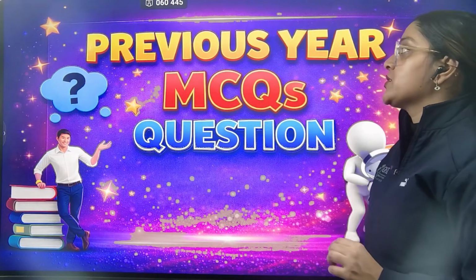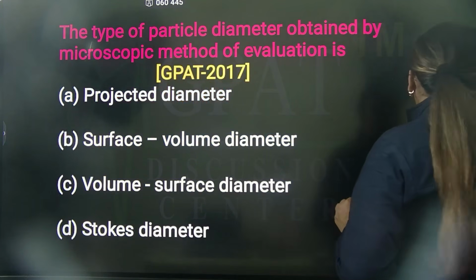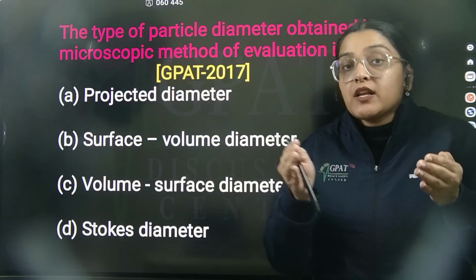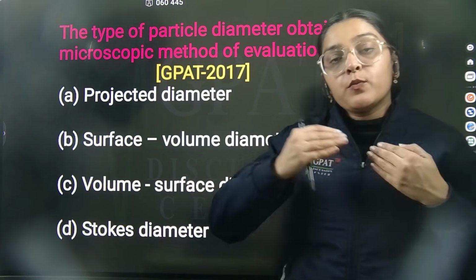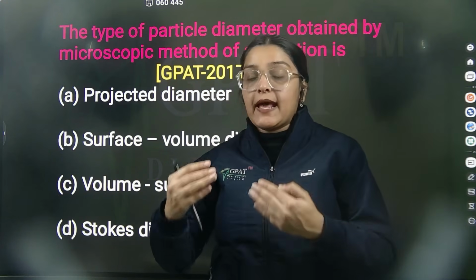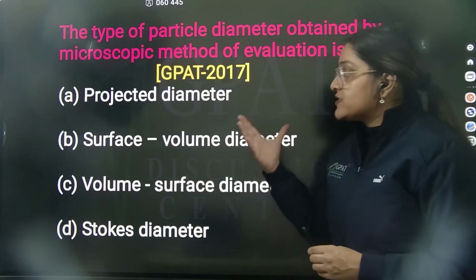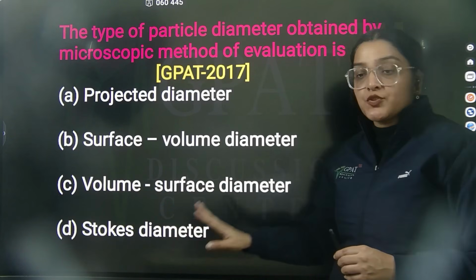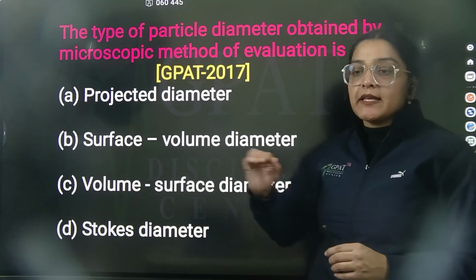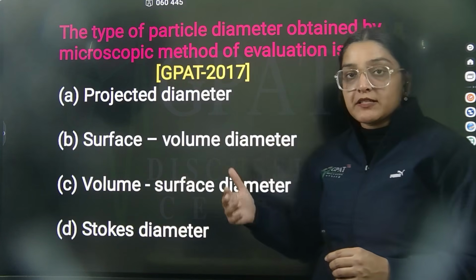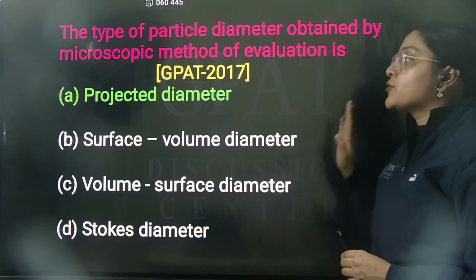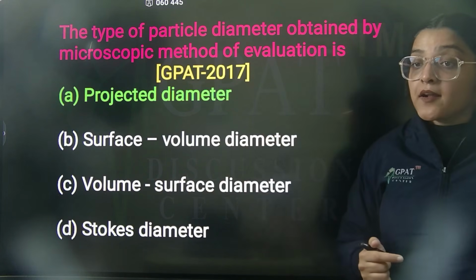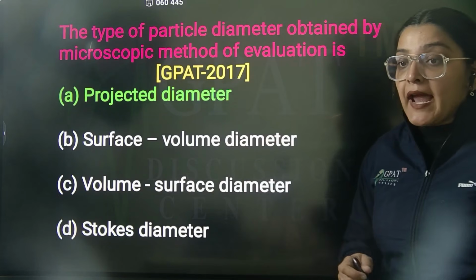Number one question we have is type of diameter obtained by the microscopic method of evaluation. Whatever we will cover, I will try to divide it into questions how it can be framed and has already been asked. So we have seen projected diameter, we have seen volume surface, surface volume or Stokes diameter. Stokes diameter is in the case of the sedimentation method like in the pipette method. So here we have our projected diameter, right? Other we have our Martin's diameter, we had our Ferret's diameter and all those.